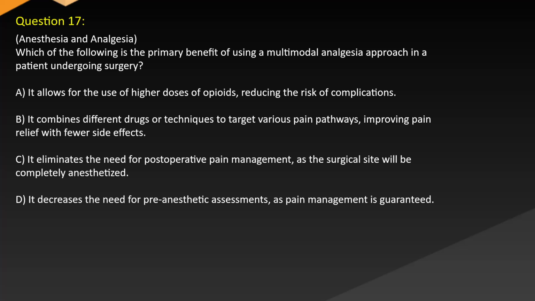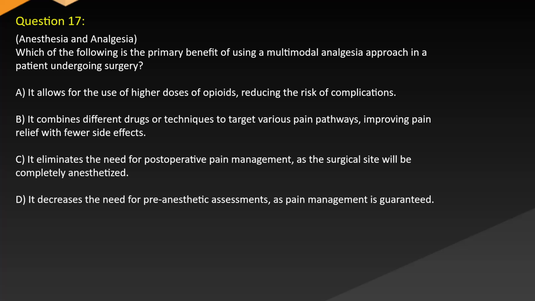Question 17. Anesthesia and analgesia. Which of the following is the primary benefit of using a multimodal analgesia approach in a patient undergoing surgery? A. It allows for the use of higher doses of opioids, reducing the risk of complications. B. It combines different drugs or techniques to target various pain pathways, improving pain relief with fewer side effects.